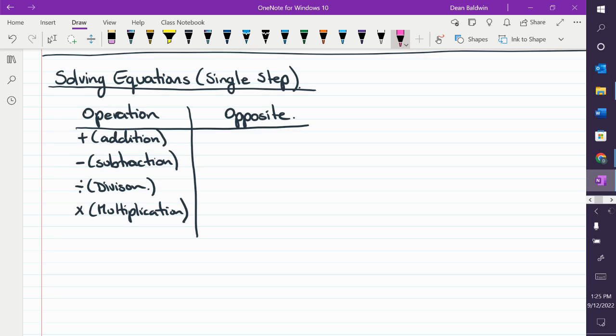First thing is we have to know what the opposite operations are. So if you're doing addition, what's the opposite of addition? Subtraction. What's the opposite of subtraction? Addition. The opposite of division? And then multiplication is division. Okay.